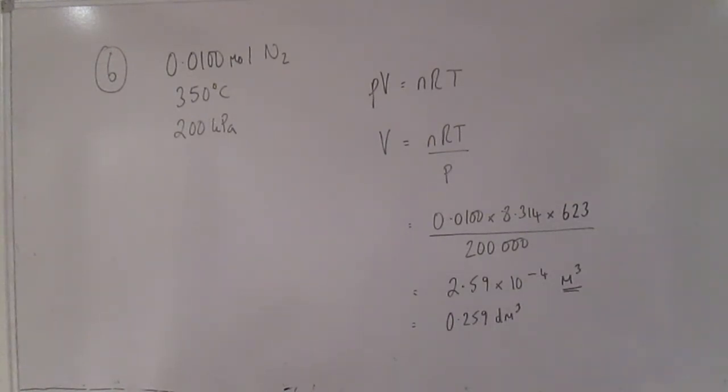And if we want to put that into cm cubed, we have to multiply by 1,000 again and get 259 cm cubed as the answer, which is therefore B for that question.